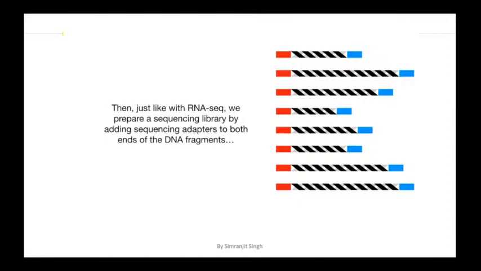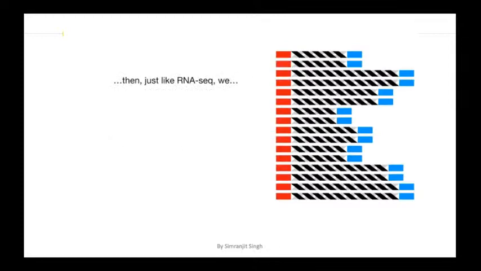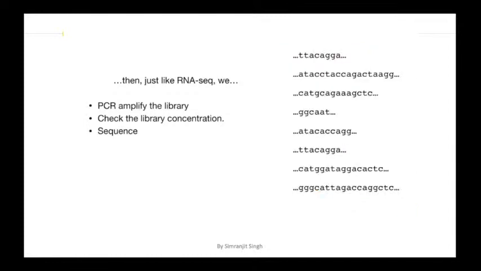Then, just like with RNA-seq, we prepare a sequencing library by adding sequencing adapters to both ends of the DNA fragments. Then, just like RNA-seq, we PCR amplify the library, check the library concentration, sequence, filter out garbage reads, and then align the high-quality reads to a genome.